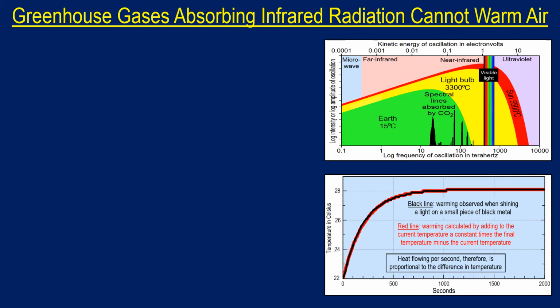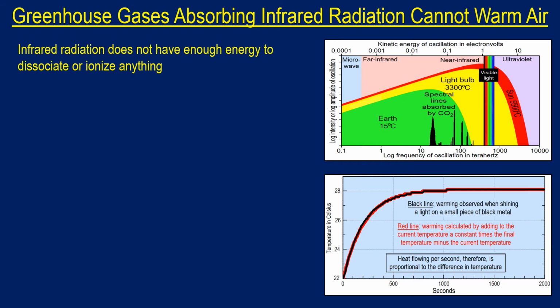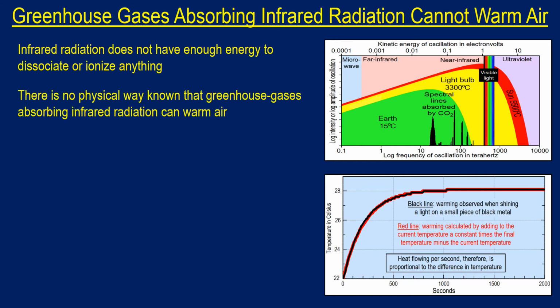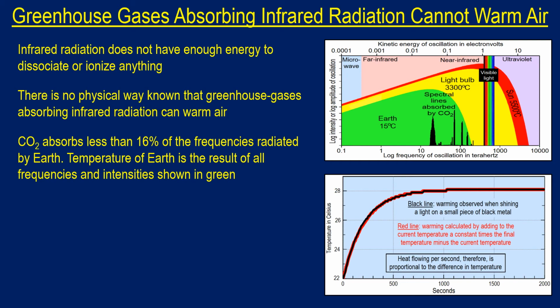Greenhouse gases absorbing infrared radiation cannot warm air. Infrared radiation does not have enough energy to dissolve anything. There is no physical way known that greenhouse gases absorbing infrared radiation can warm air. Carbon dioxide absorbs less than 16% of the frequencies radiated by Earth. Temperature of Earth is the result of all frequencies and intensities shown in green.